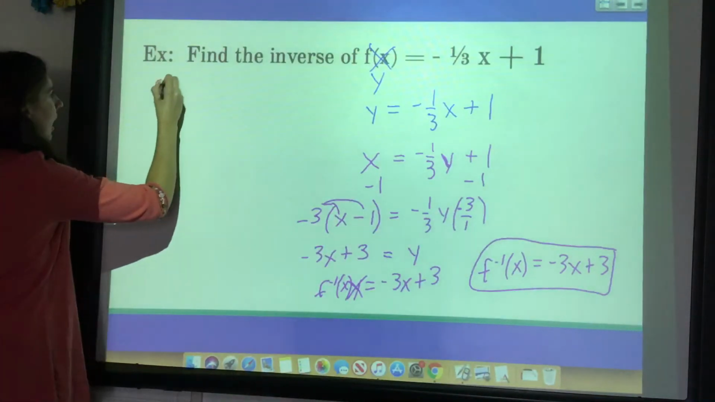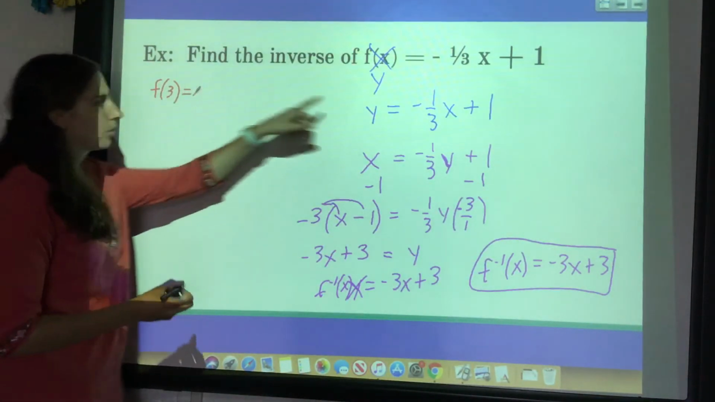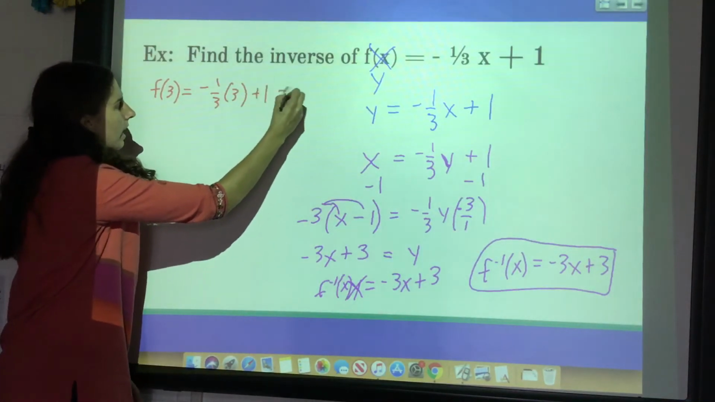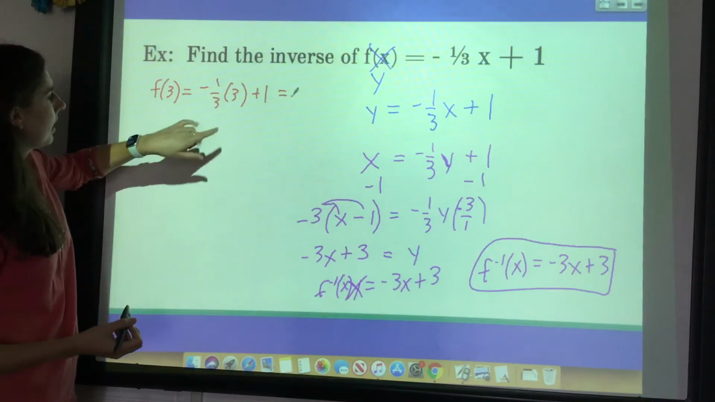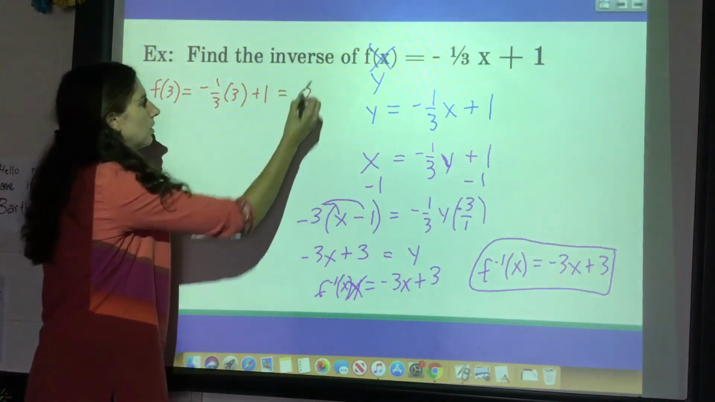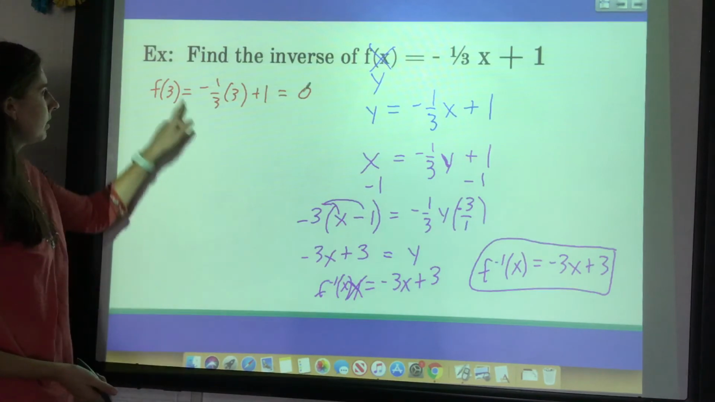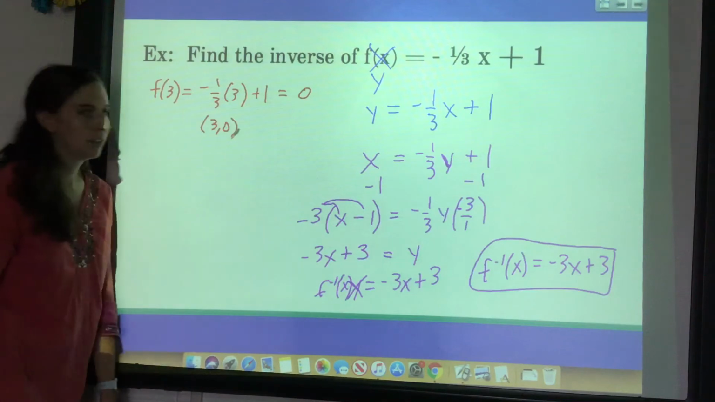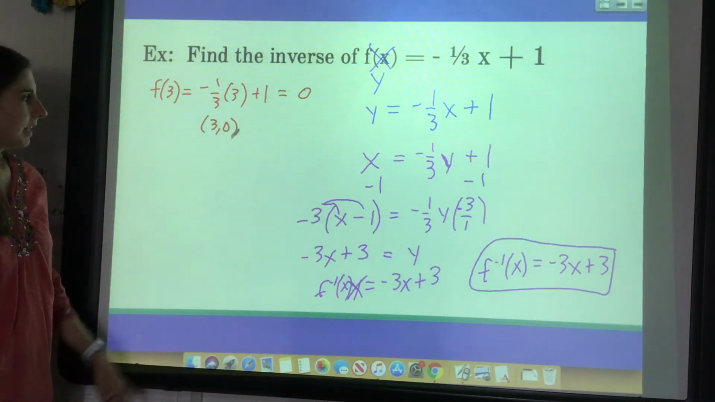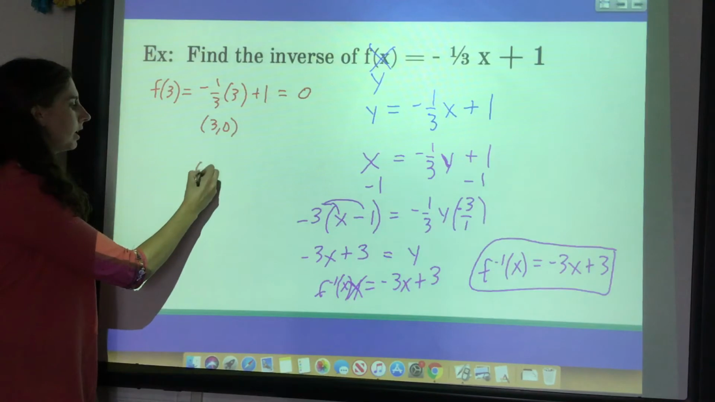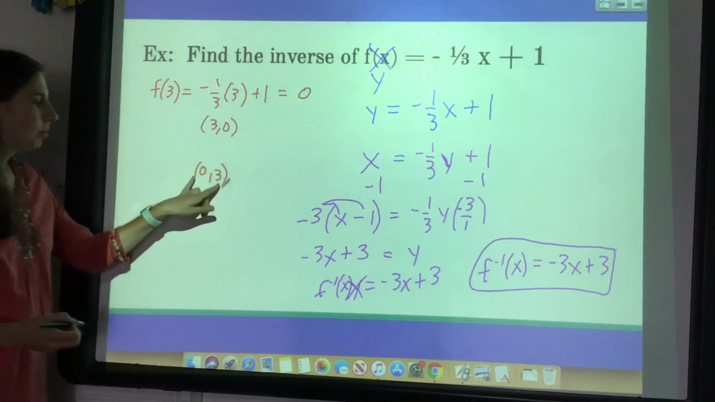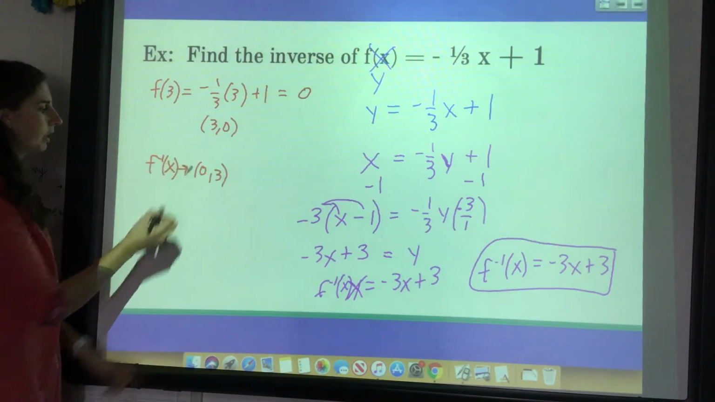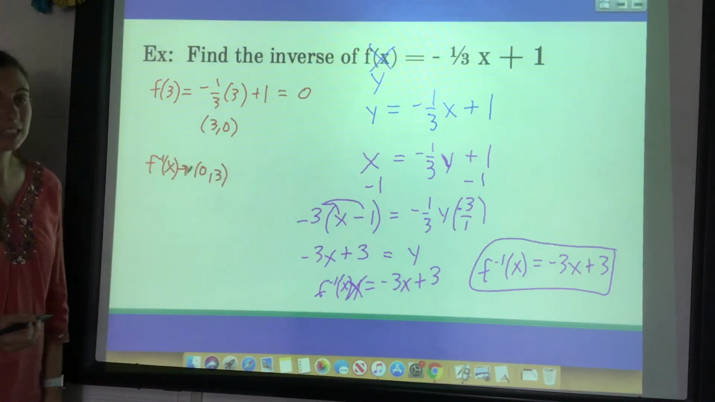If I were to do f of 3, I would plug 3 into the function here, and I get out 3 times a third, that's -1 plus 1, which is 0. Meaning, I have the point 3, 0 on this graph. What should happen is, if I flip that and get the point 0, 3, this should be a point on my inverse's graph. F inverse should have the point 0, 3 flipped from that. So let's see if that works.